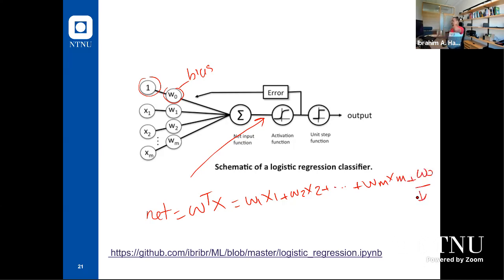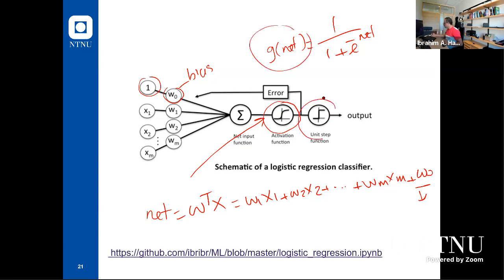So this is a decision line. In fact, it's a linear decision line. We will apply this value to the activation function, right? So g(net) will equal 1 divided by 1 plus exponential minus net. And after that, we will compare this to 0.5 to get the unit step function. So at the end we will get class 0 and class 1, right? Class 1 when g(net) is greater than or equal to 0.5, and class 0 otherwise.